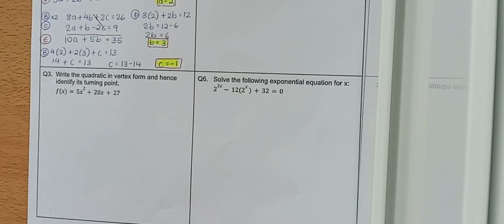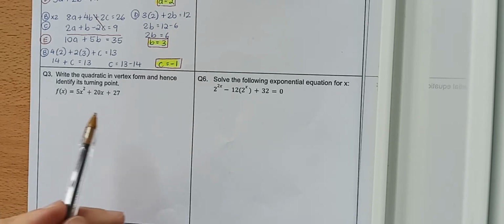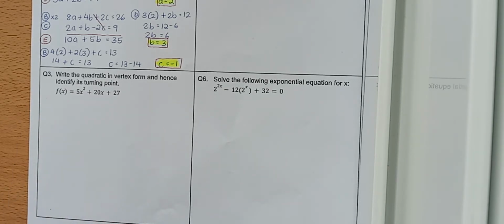So question 3 then is about writing a quadratic in vertex form and hence identifying its turning point. So I've got my quadratic there. I'd like to write down the general form of vertex form, kind of to know what I'm aiming for first. So this is how vertex form looks.